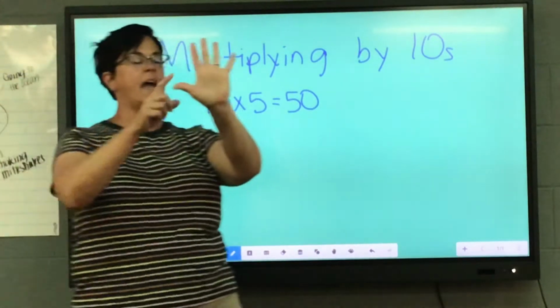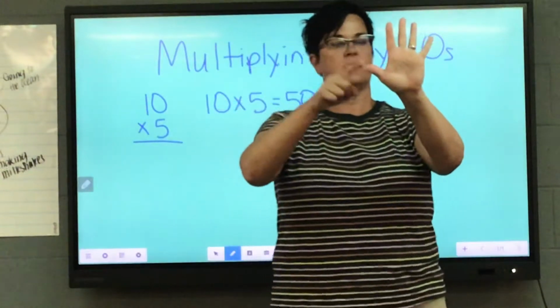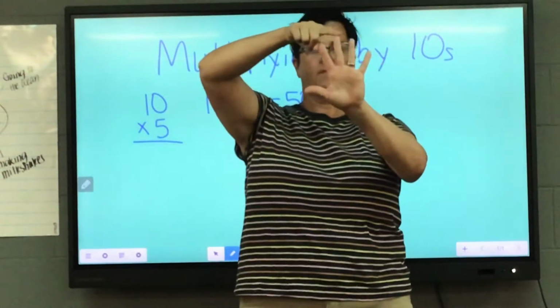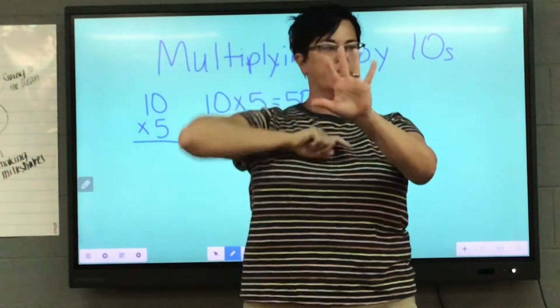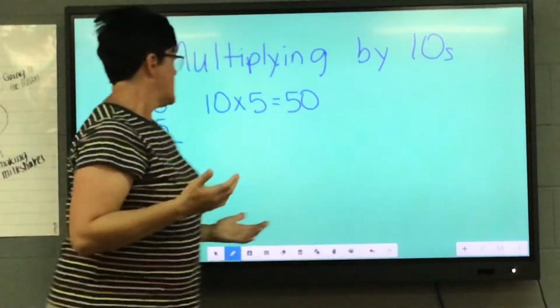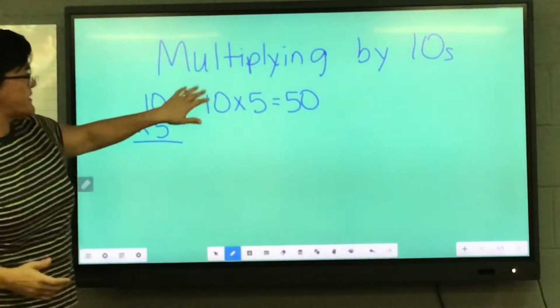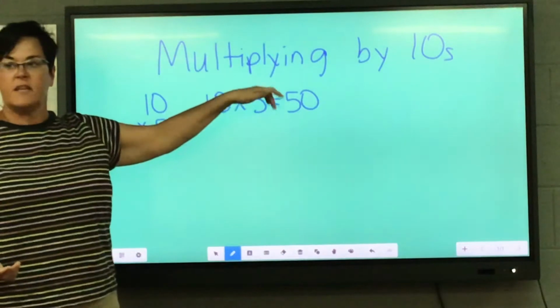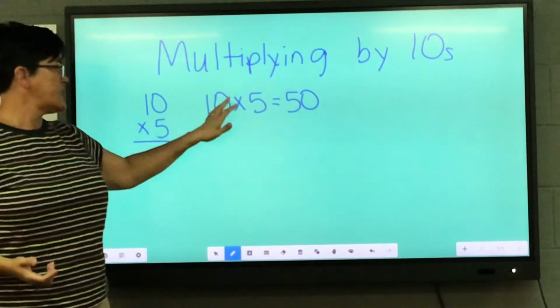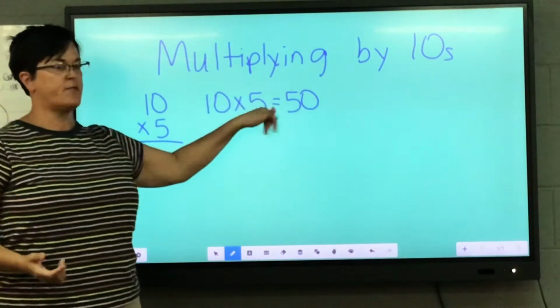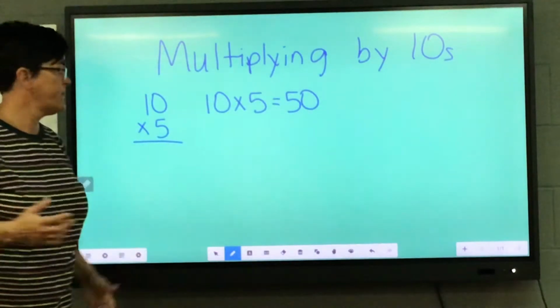Let's count by 10 5 times. 10, 20, 30, 40, 50. Right? So if we just think of this as even 1 times 5 equals 5, put the 0 behind it, now 10 times 5 equals 50.